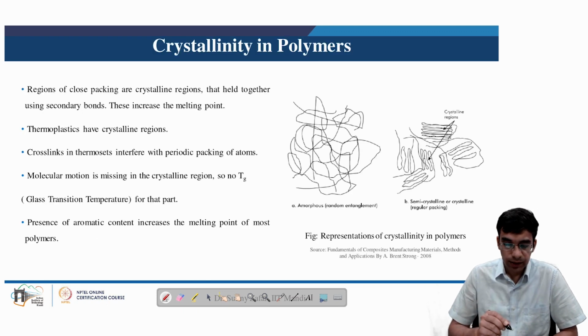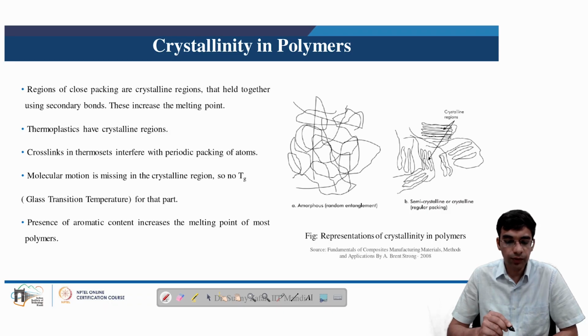So we start with discussion on crystallinity in polymers. So as we know, the polymers are amorphous materials. So regions of close packing sometimes also occur in the polymers. They are also known as the crystalline region, which are held together using secondary bonds. Presence of these regions in the polymers generally increases the melting point. So thermoplastics are known to have crystalline regions, and crosslinks in the thermosets often interfere with this periodic packing of atoms.